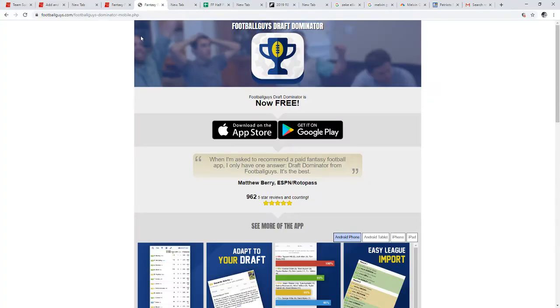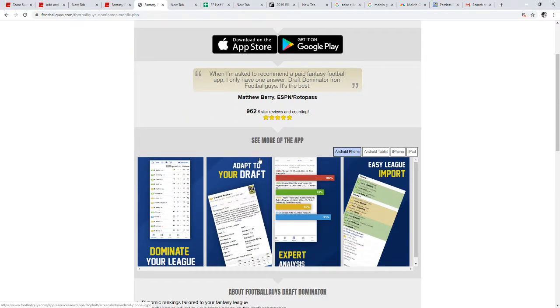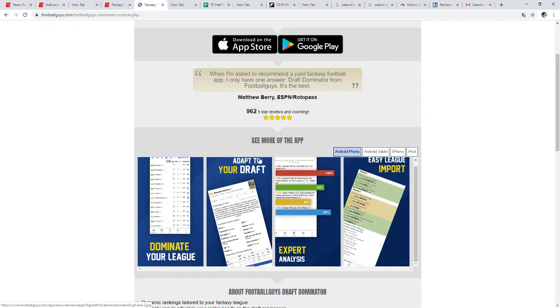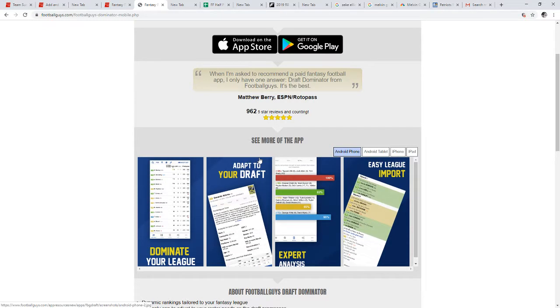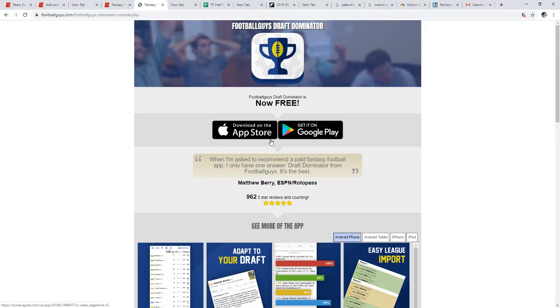So one tool I'd recommend is this Football Guys Draft Dominator. They released it for free this year, but it essentially lets you just import your league. It'll automatically read all your settings, and then it'll allow you to do mock drafts, kind of simulating either draft or auction. So it's a pretty cool tool, and I'd recommend it if you really want to draft something that's similar to what your real draft is going to be like.